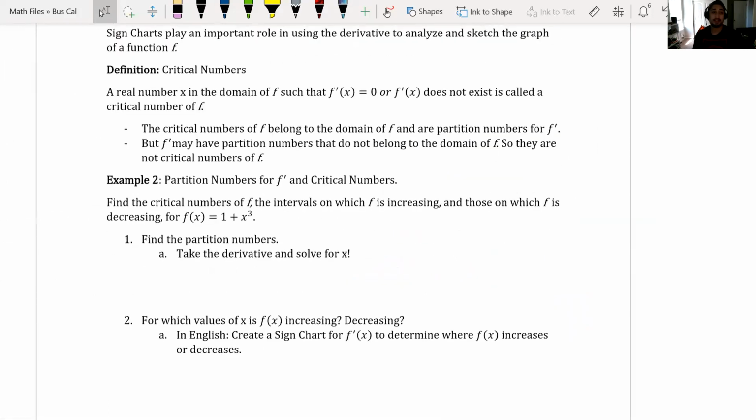So we've seen sign charts before. We did that in the first exam, and that just destroyed everybody, which is cool.